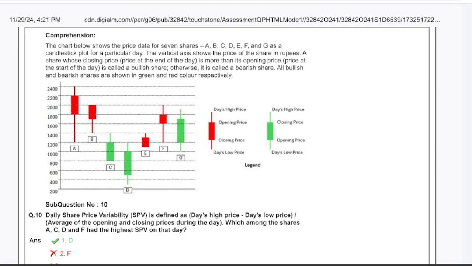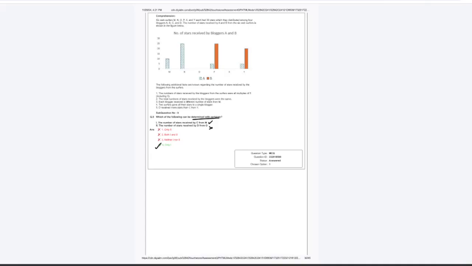And then there's the next puzzle we have. It's like a stock market chart, I believe. So we'll solve this in the next video.